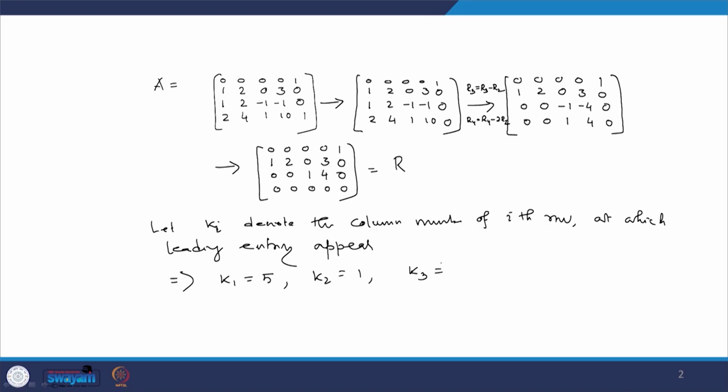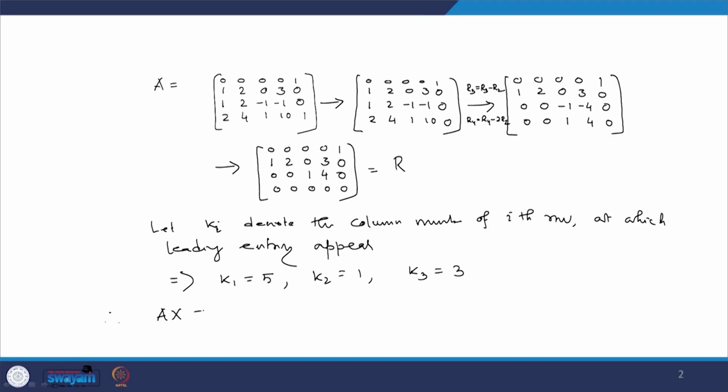K3 equal to 3. Now, our objective is to answer the question of whether a system of linear equations has a solution or not, and if it does have a solution, how to find it. So, we are looking for a suitable procedure through which we can answer these questions. Here I am saying that if I consider the systems Ax equal to 0 and Rx equal to 0, both systems have the same solution space.